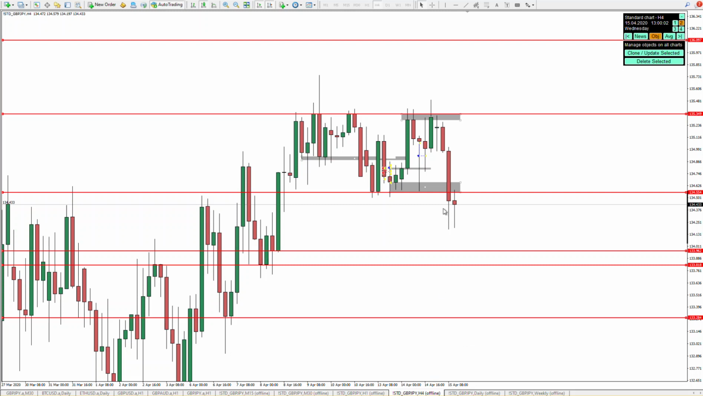H4. We broke out of this range. The close of this candle was below the range. Current candle tested the range. Tested also the low, so this is quite risky.